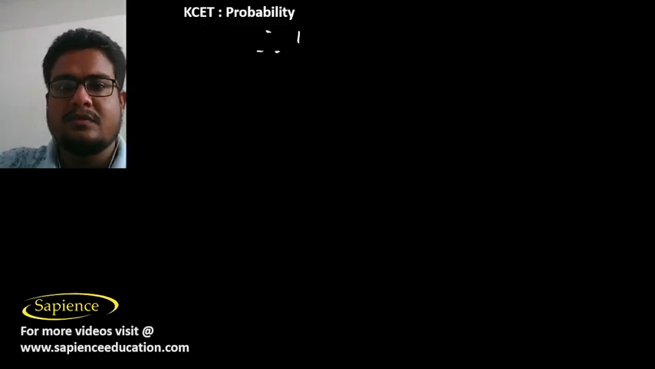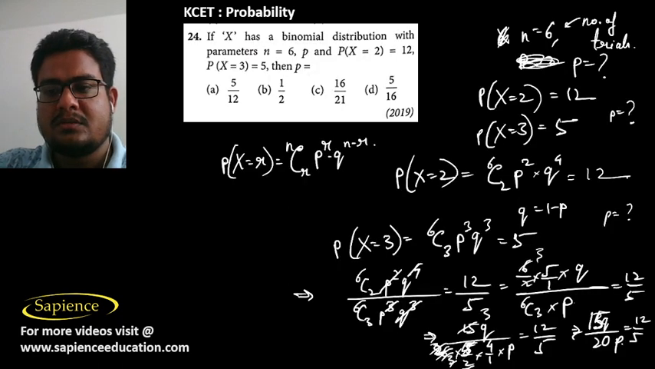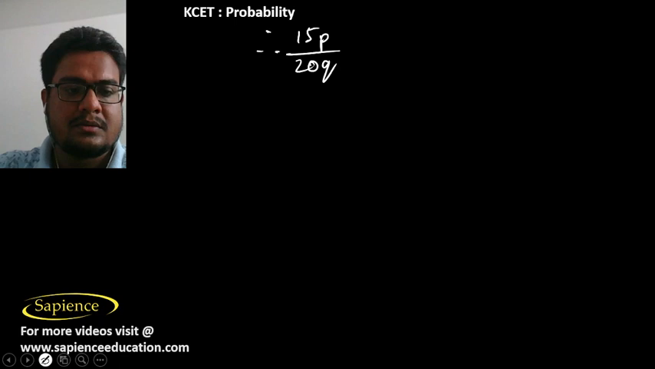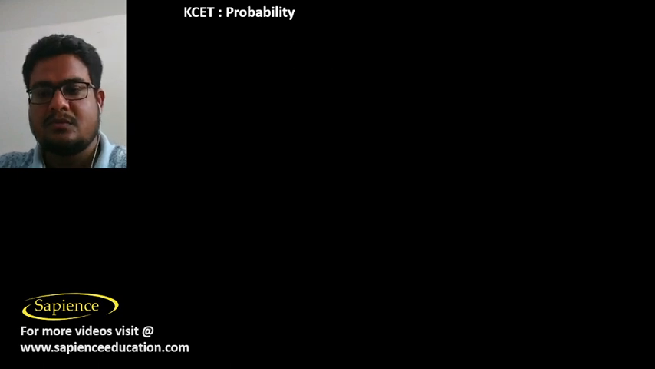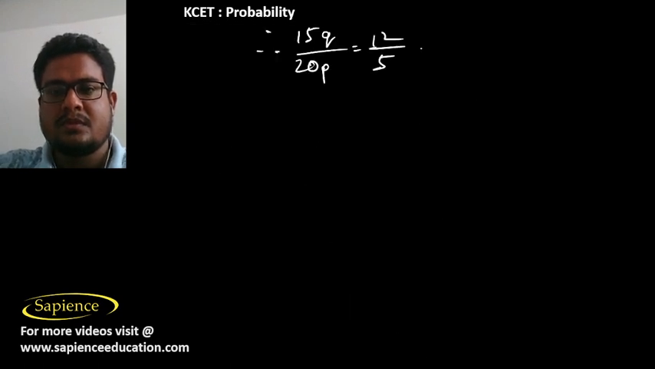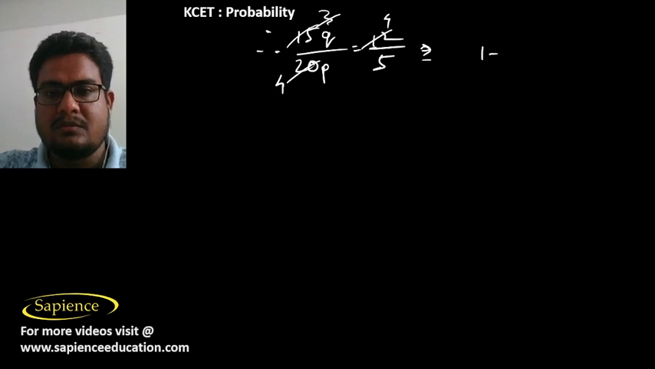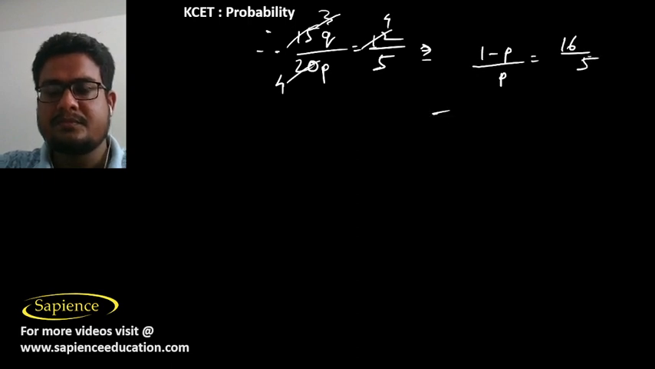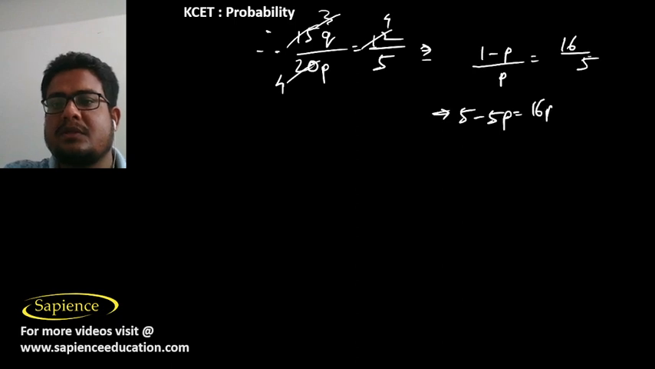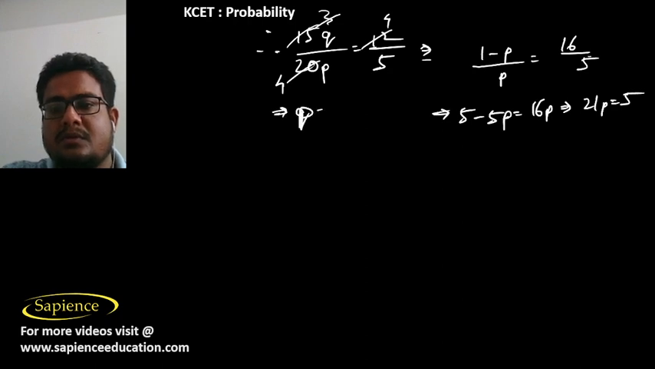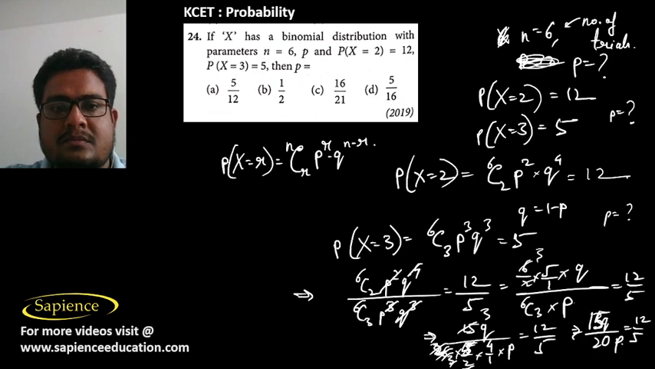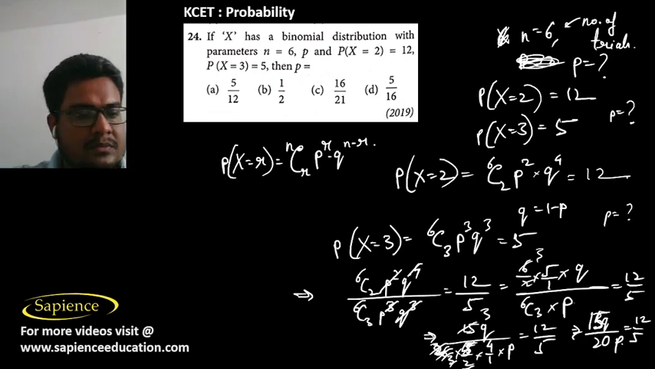It means we got 15q by 20p, that is equal to 12 by 5. So 5 threes are 15, 5 fours are 20, and 3 fours are 12. So it means that 1 minus p divided by p is equal to 16 by 5. Therefore, 5 minus 5p is equal to 16p. So 16 plus 5, that is 21p, is equal to 5. So p is equal to 5 by 21.